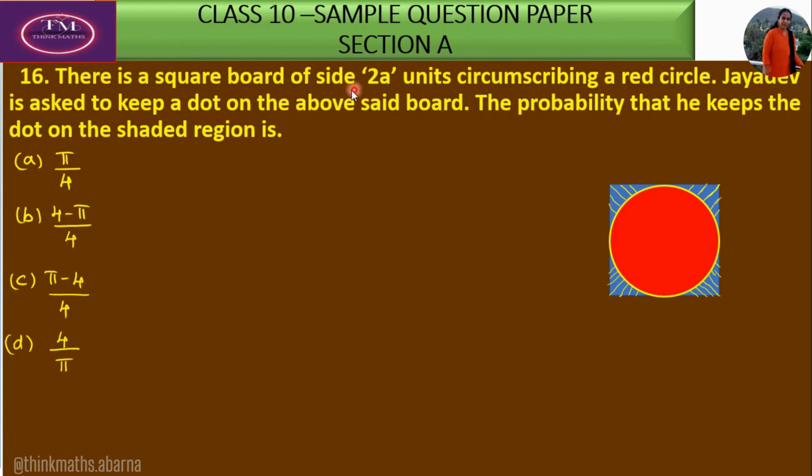There is a square board of side 2a units circumscribing a red circle. J. Dev is asked to keep a dot on the above said board. The probability that he keeps the dot on the shaded region is. So that is a square board. This blue color is the square board. Its side length is 2a units and it circumscribes a red circle. So this square board touches the circle at 4 points. Each side touches the circle at 1 point. There are 4 sides, so we have 4 points of contact.